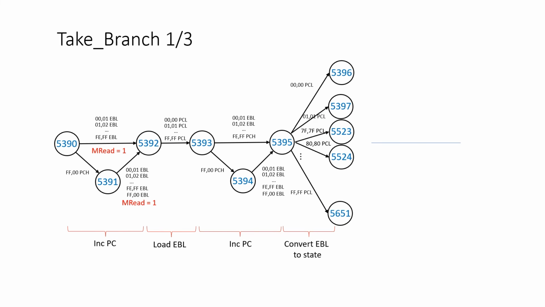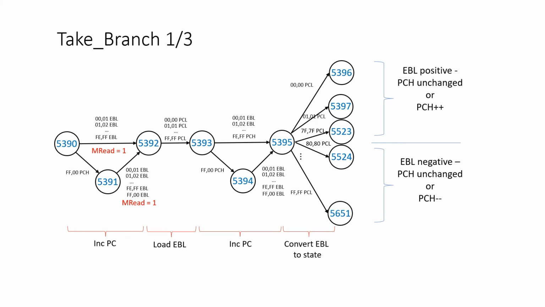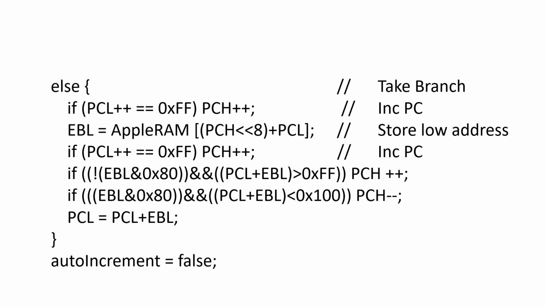Now if I look carefully, I see rules 5396 through 5523 are all the values where EBL is positive. So if I add EBL to PCL, it means that PCH will either be unchanged or incremented by 1. You also notice that rules 5524 to 5651 are when EBL is negative. So when I sign extend EBL and add it to PCL, I know that PCH will either be unchanged or decremented by 1. So now I'm going to change my C code to look like this.